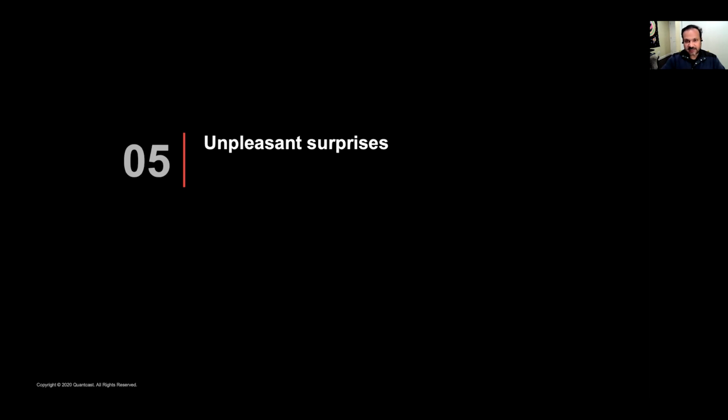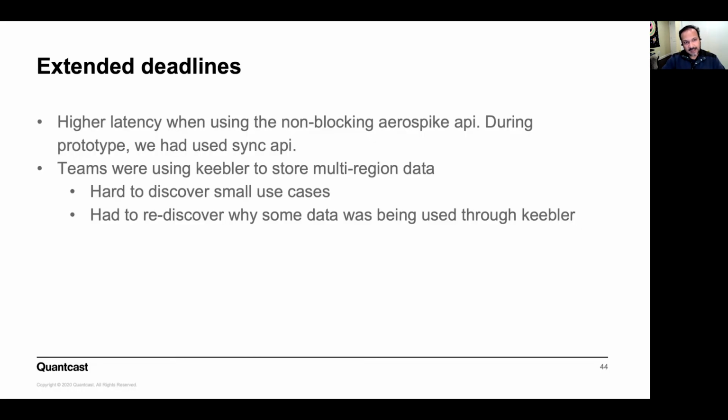And what were the unpleasant surprises that we ran into? This is where I'll talk about using synthetic benchmarks versus real production load. During our benchmarks, we used the blocking API call, and in production we use the asynchronous non-blocking Aerospike API. This led to some hard to debug latency spikes initially, but we were able to work around those issues.